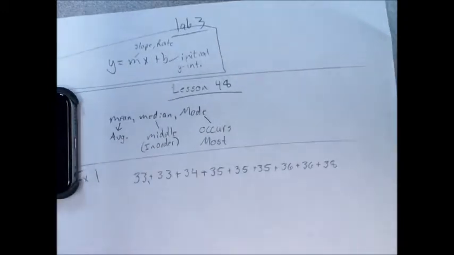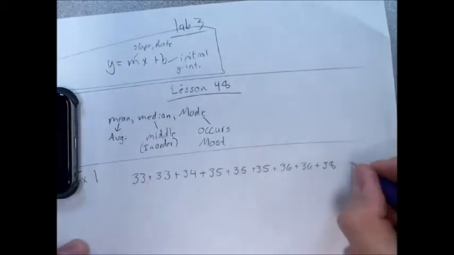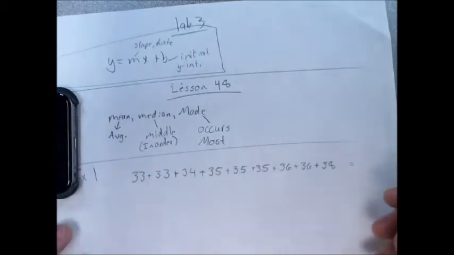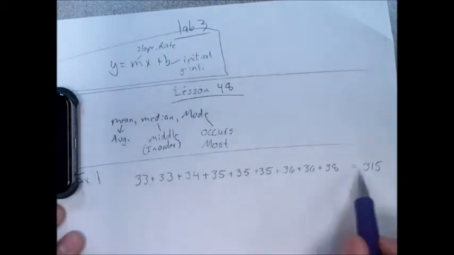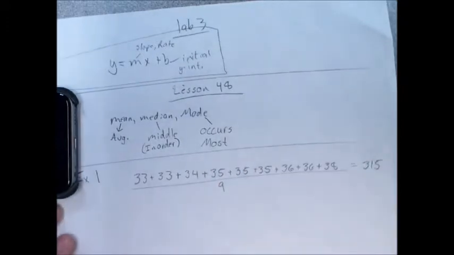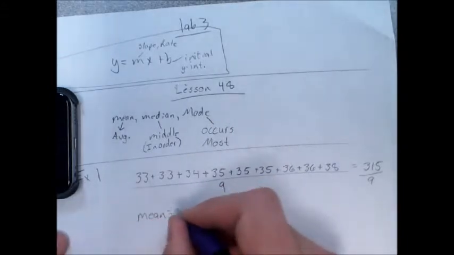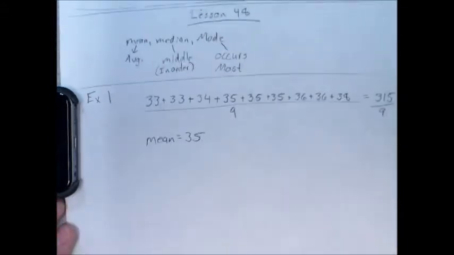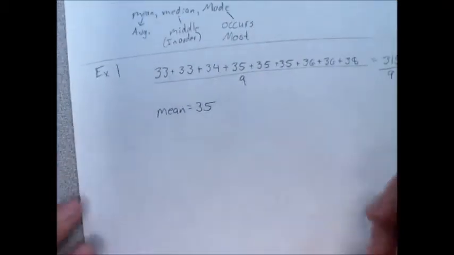When I add all those together, what is the number that I get? 315? Okay, good. Now I added them all together and I divide by the total number that were there, and there were 9. So I have to take 315 and I divide it by 9. And what is my mean? My mean is 35. Okay, I would say that this is most likely going to be your most accurate measure of central tendency, is your mean.